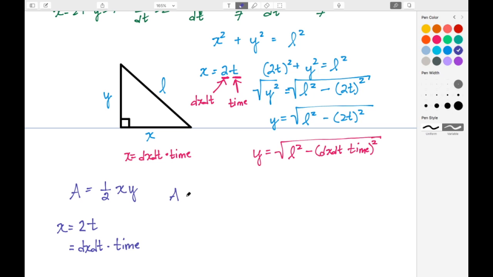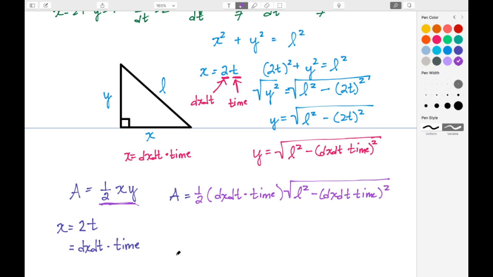So here I have the area is equal to, you know what, let me change the color. The area is equal to 1/2 times x, which is the dx/dt times time. And I want to multiply that by y. Well, y is seen with this expression here, which is the square root of L squared minus dx/dt times the time, and that quantity is squared. So now we have a parametric equation for the area.